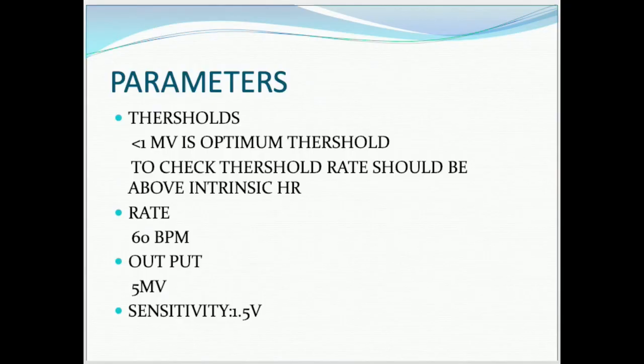In order to have constant pacing, the following parameters are recommended for temporary pacing, which include a threshold of less than 1 millivolt. To check the threshold, the rate should be increased above the intrinsic heart rate. It is recommended to maintain 60 beats per minute with an output of 5 millivolt and a sensitivity of 1.5 volt. Remember, these setups always depend on the clinical settings.